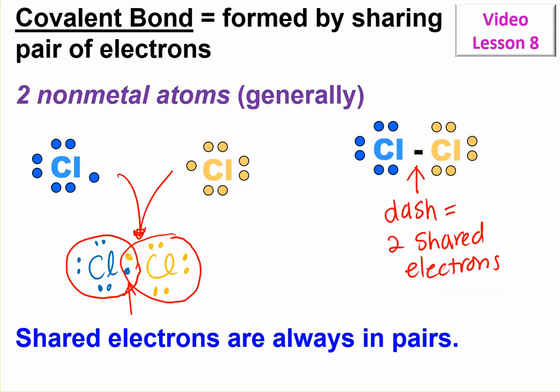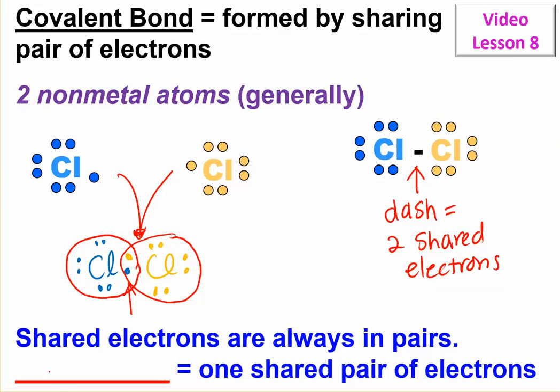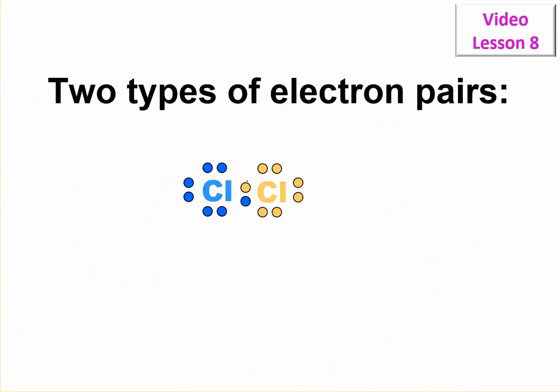Shared electrons are always in pairs. You never share just one. That would be very, very unstable. And this is called a single bond, because it's one pair of electrons. You can share more than one pair, we'll see. The different types of electrons, just some wording here. This we call a bonding pair. And these electrons that are out here on the outside, we call those lone pairs.